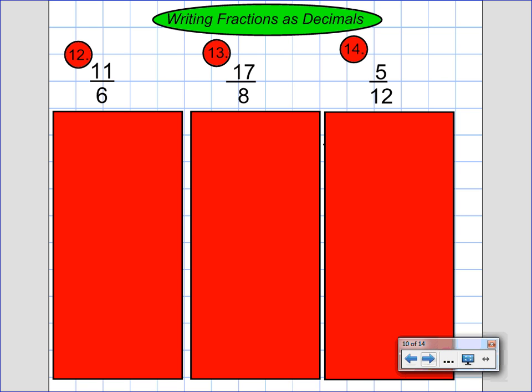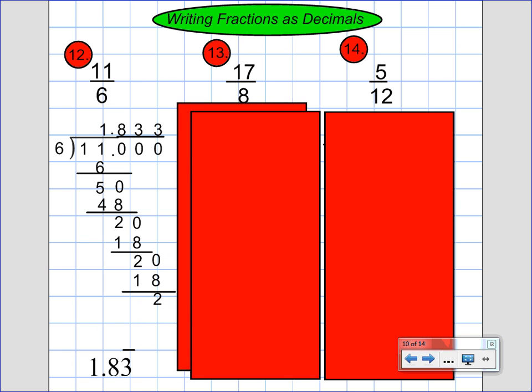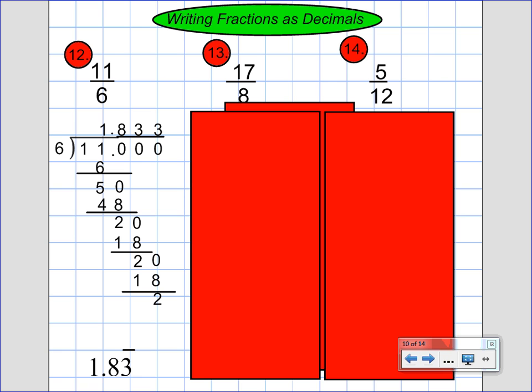Okay, welcome back. Let's take a look at 11/6. When I do my division for 11/6, I end up getting 1 and 833 thousandths, but look what's happening here. I could keep going with those 3's forever because I'm still getting this 2 each time. So I'm going to stop there, and I'm going to put my repeating bar over the 3, and my answer would be 1.83 with the repeating bar.